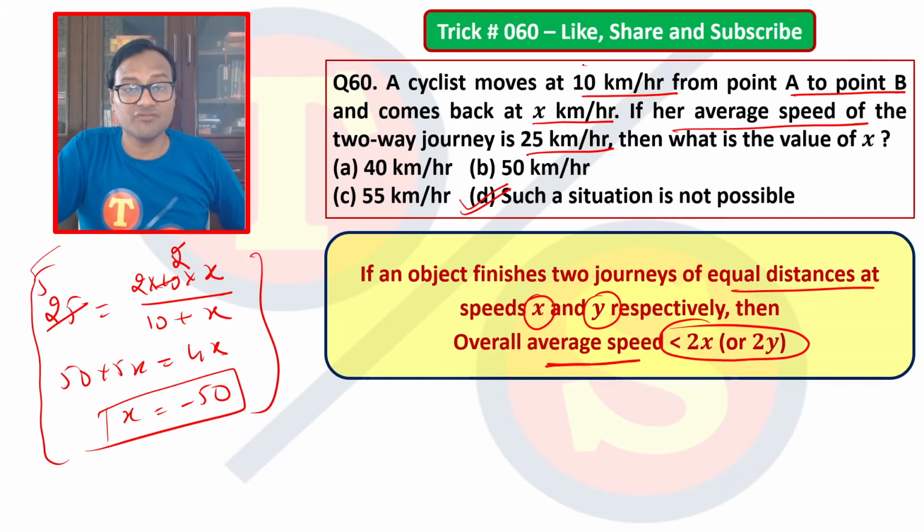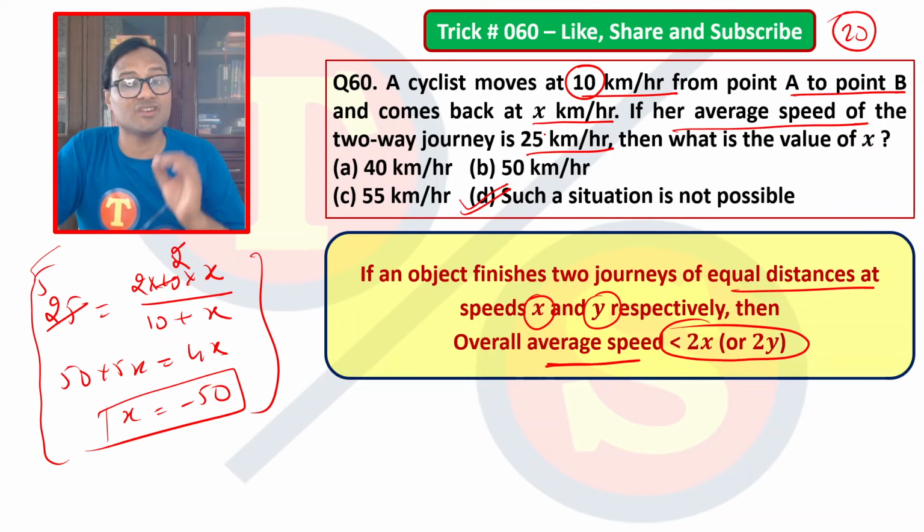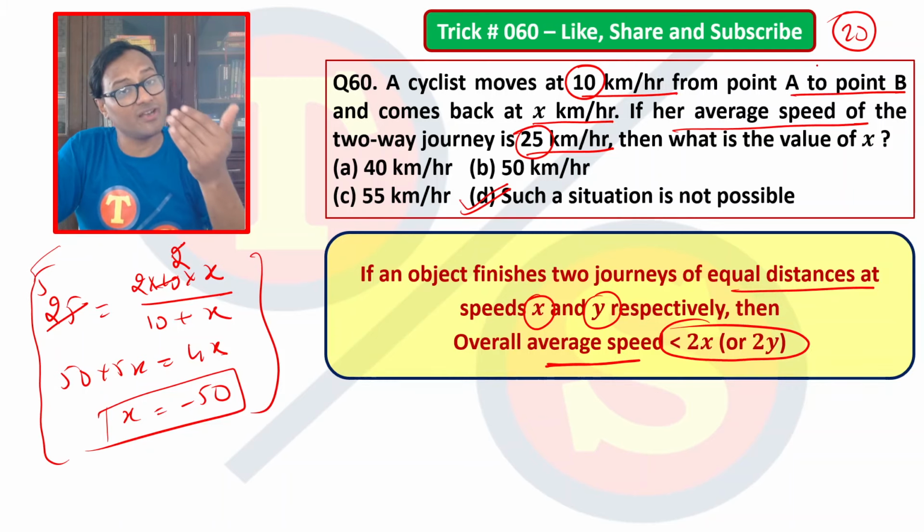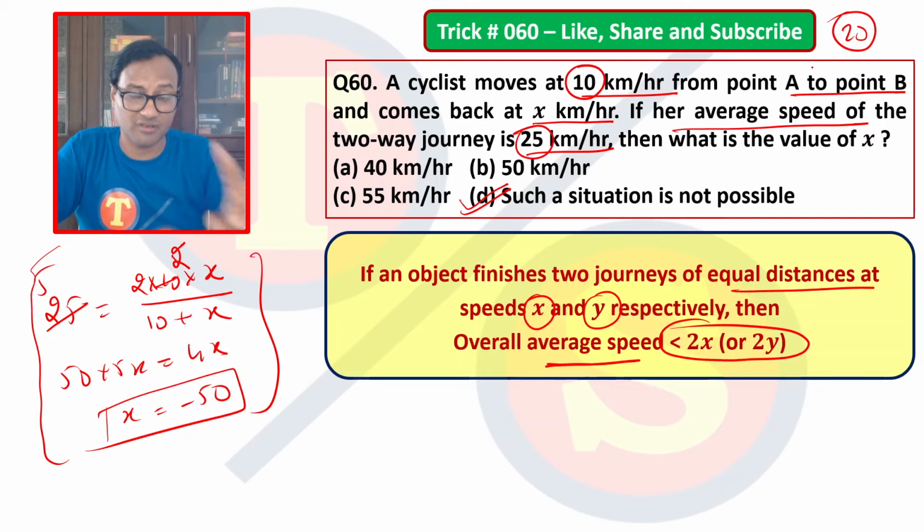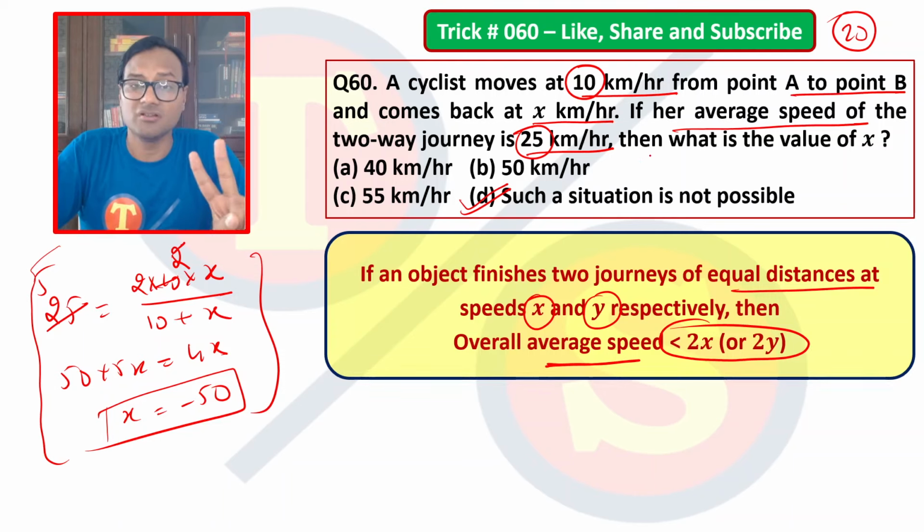So here if the first speed is 10, then 10 into 2 is 20. So the average speed must be less than 20. So average speed cannot be 25. Even it cannot be 20. It has to be less than 20. Always remember, right? Very important thing. Average speed can never be more than or equal to twice of any speed given to us, in case of two journeys.